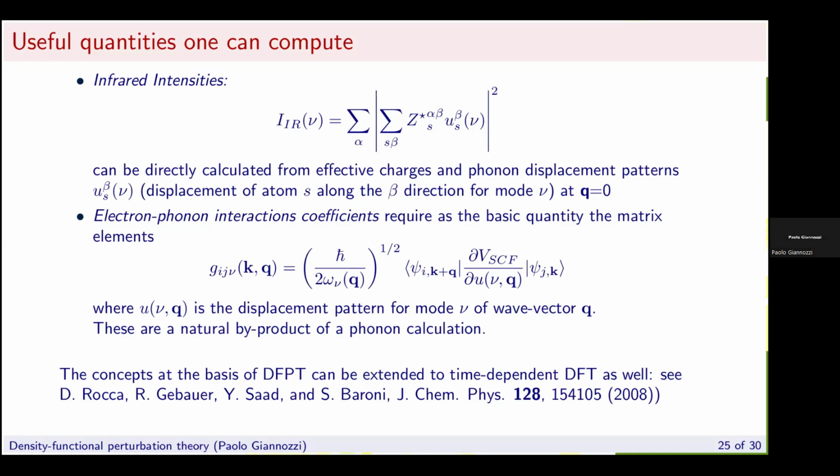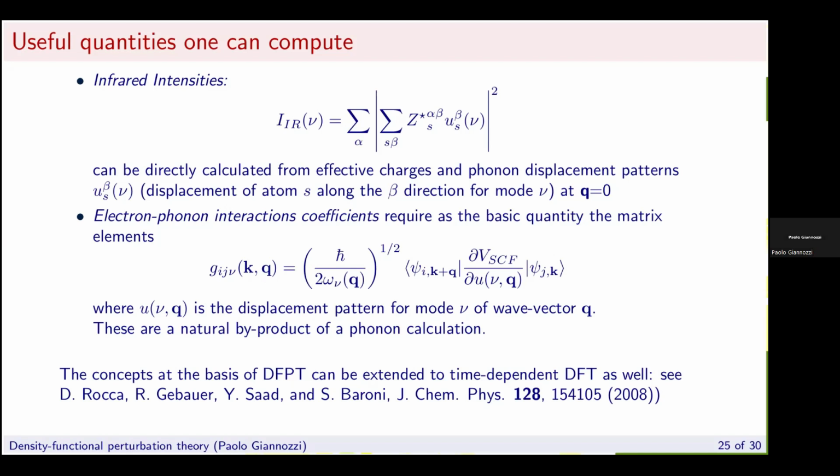Infrared intensity is a very useful technique to characterize materials. So you see phonons at Q equals 0, and it's very useful for characterization and for measurement. Another quantity that is less straightforward but very useful for studies are the electron-phonon interaction coefficients, because what do they need as basic quantity? They need the matrix elements of the linear response of the potential to an atomic displacement, or to a phonon displacement, let's say.